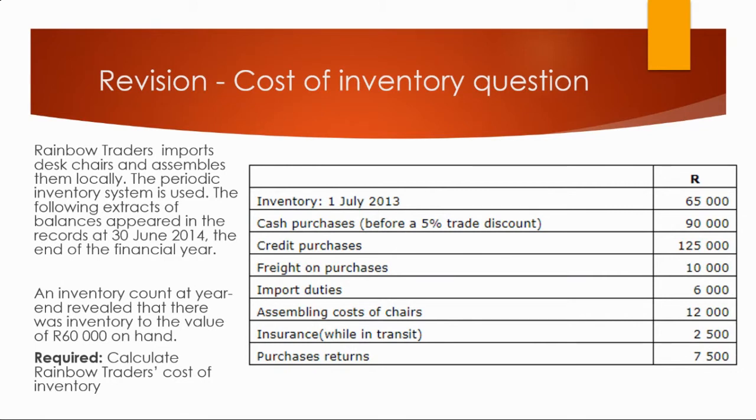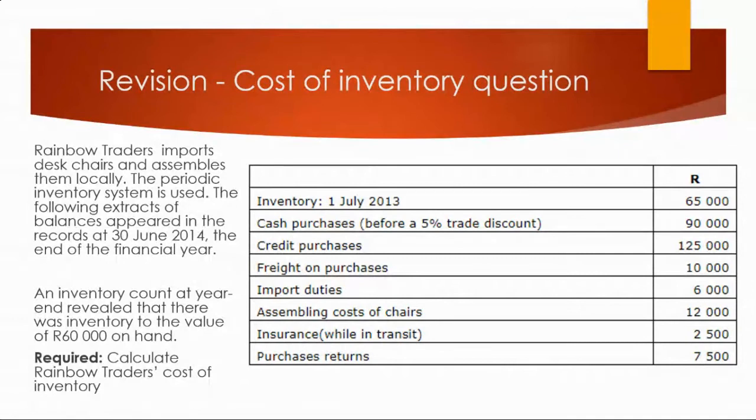So in the previous session we looked at inventory. What is inventory? What is the difference between inventory on the perpetual and the periodic inventory system? And we talked about how to calculate the cost of inventory. So now, based on the principles of how to calculate the cost of inventory, I've given this revision question which we're going to work through now in order to cement what we've learned so far and to make sure you guys understand this.